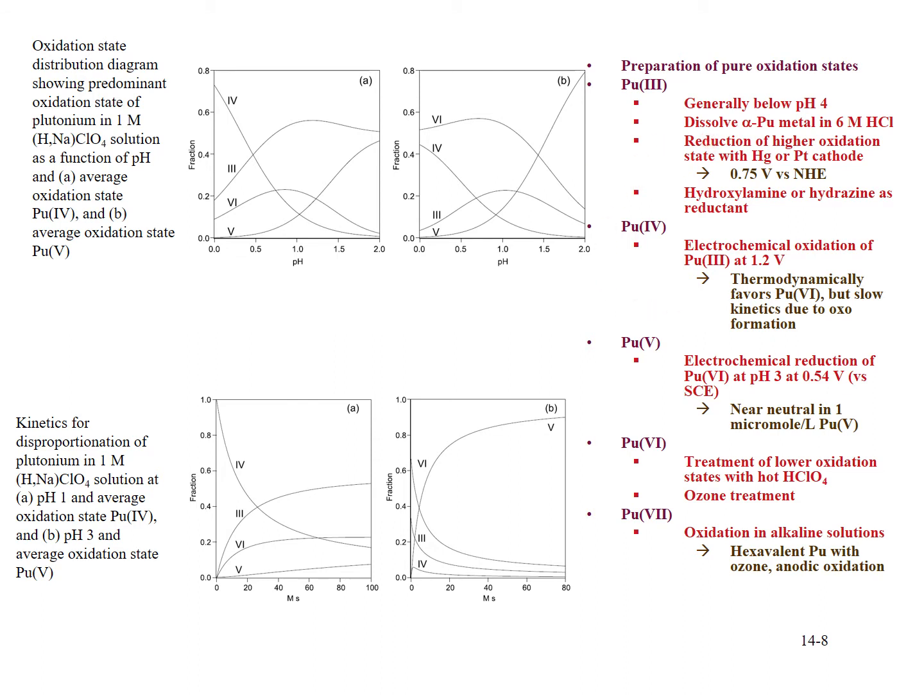Conversely, if you wanted to make the 6, oxidize everything to the 6. Ozone's a very good route for doing this. And then if you wanted to make the 5, reduce the 6 to the 5.